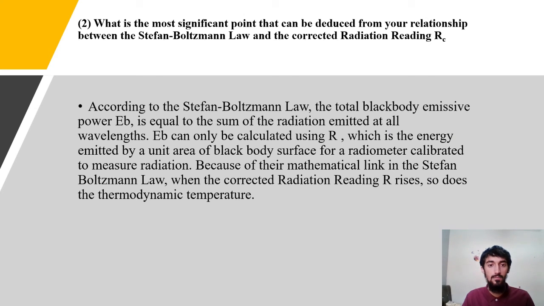For question 2, what is the most significant point that can be deduced from the relation between the Stefan law and the corrected radiation reading, RC? According to the Stefan law, the total blackbody emissive power EB is equal to the sum of the radiation emitted at all wavelengths. EB can be calculated using R, which is the energy emitted by a unit area of blackbody surface for a radiometer calibrated to measure radiation. Because of their mathematical link in the Stefan law, when the corrected radiation reading RC rises, so does the thermodynamic temperature.